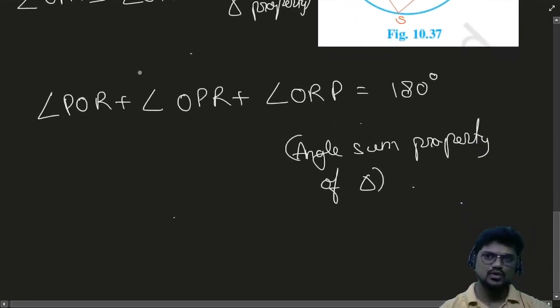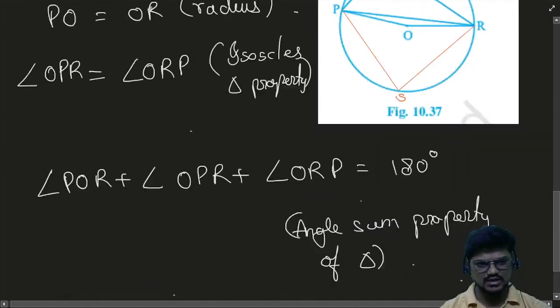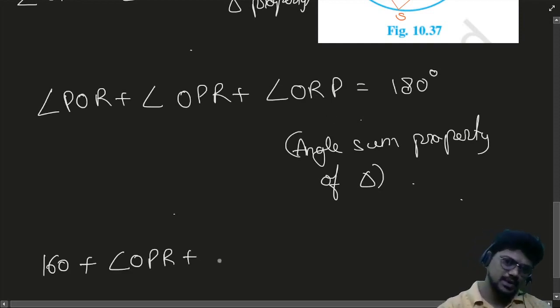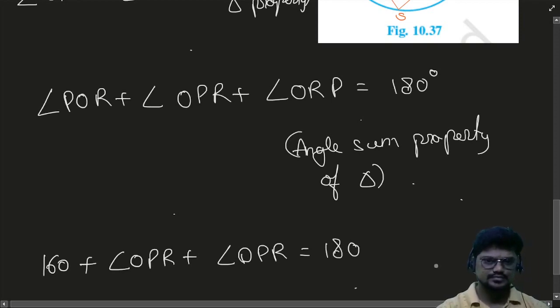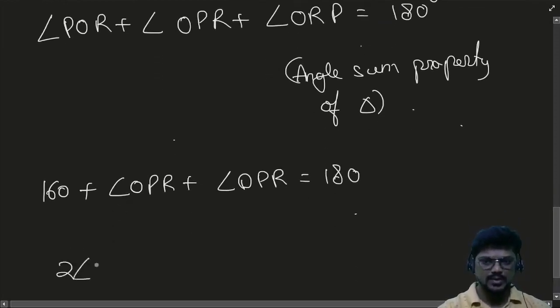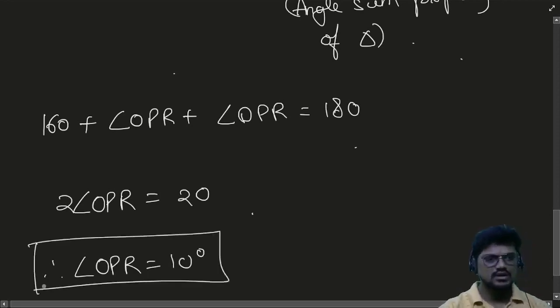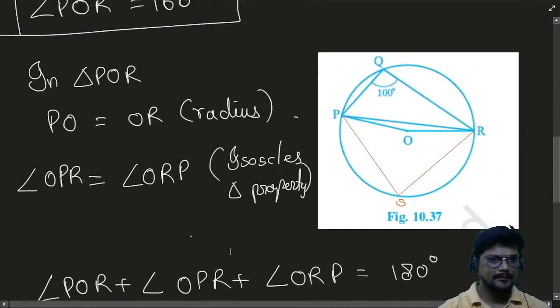So I can say angle POR, which is 160, plus angle OPR, plus instead of this I can write again OPR, equals 180. So twice of angle OPR will be equal to 180 minus 160, that is 20. So finally, angle OPR will be how much? 10 degrees. Is that clear, everyone?